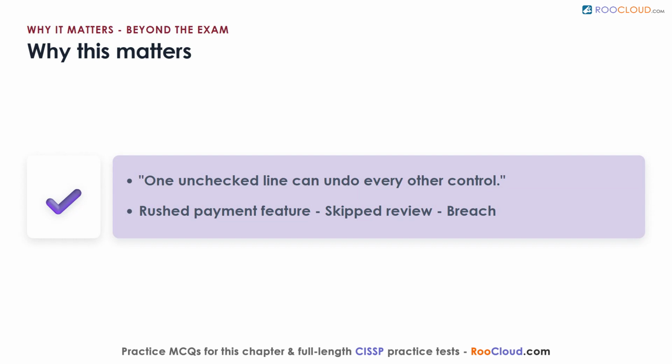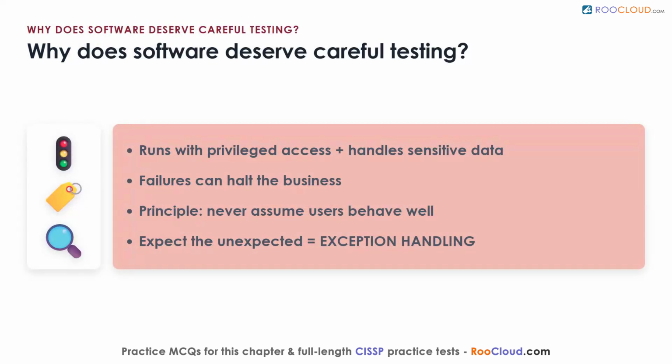On the job, you are often the last set of eyes standing between a developer's shortcut and a production incident. So why does software deserve such careful testing? Because it holds enormous power over everything else. Applications often run with privileged access, handle sensitive data, and lean on databases full of secrets. When they fail, the business can grind to a halt.